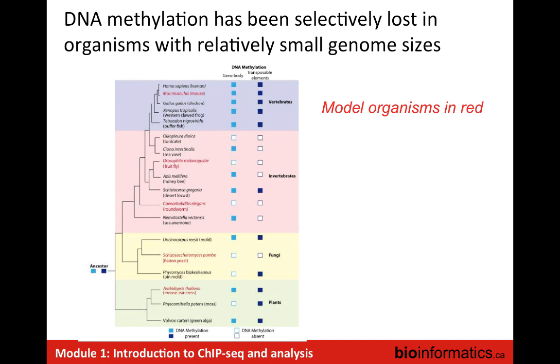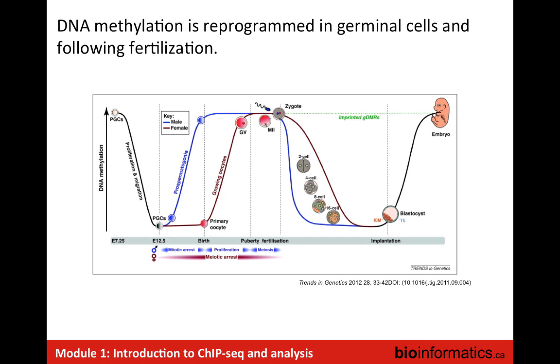So we know that DNA methylation is not essential for life, even in a vertebrate cell, even in a mammalian cell. But we know it seems to be essential for differentiation. And the other point I think is important to keep in mind is that DNA methylation is reprogrammed.